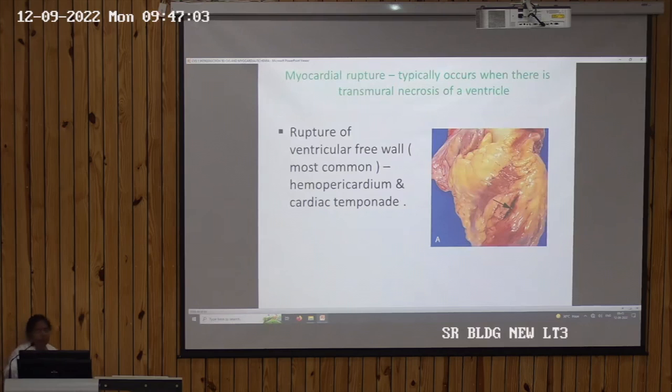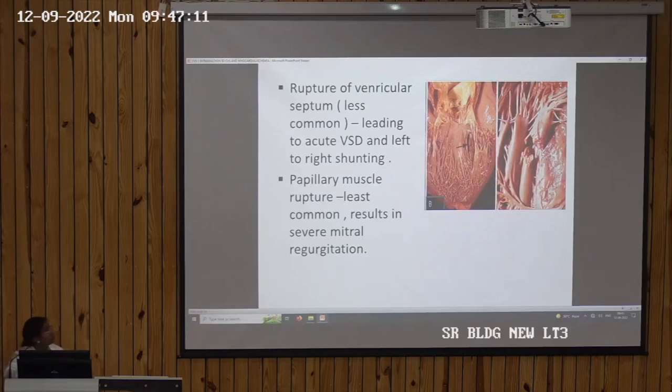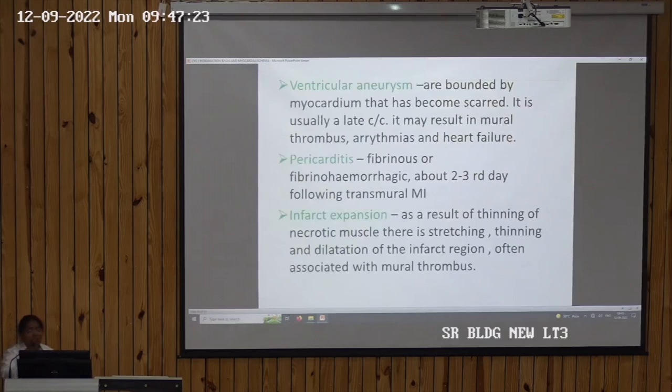Then there can be rupture of the ventricular free wall. This will result in hemopericardium and cardiac tamponade. If there is rupture of the ventricular septum, it will cause ventricular septal defect and there will be shunting from the left to the right. If there is a papillary muscle rupture, it will cause mitral regurgitation.